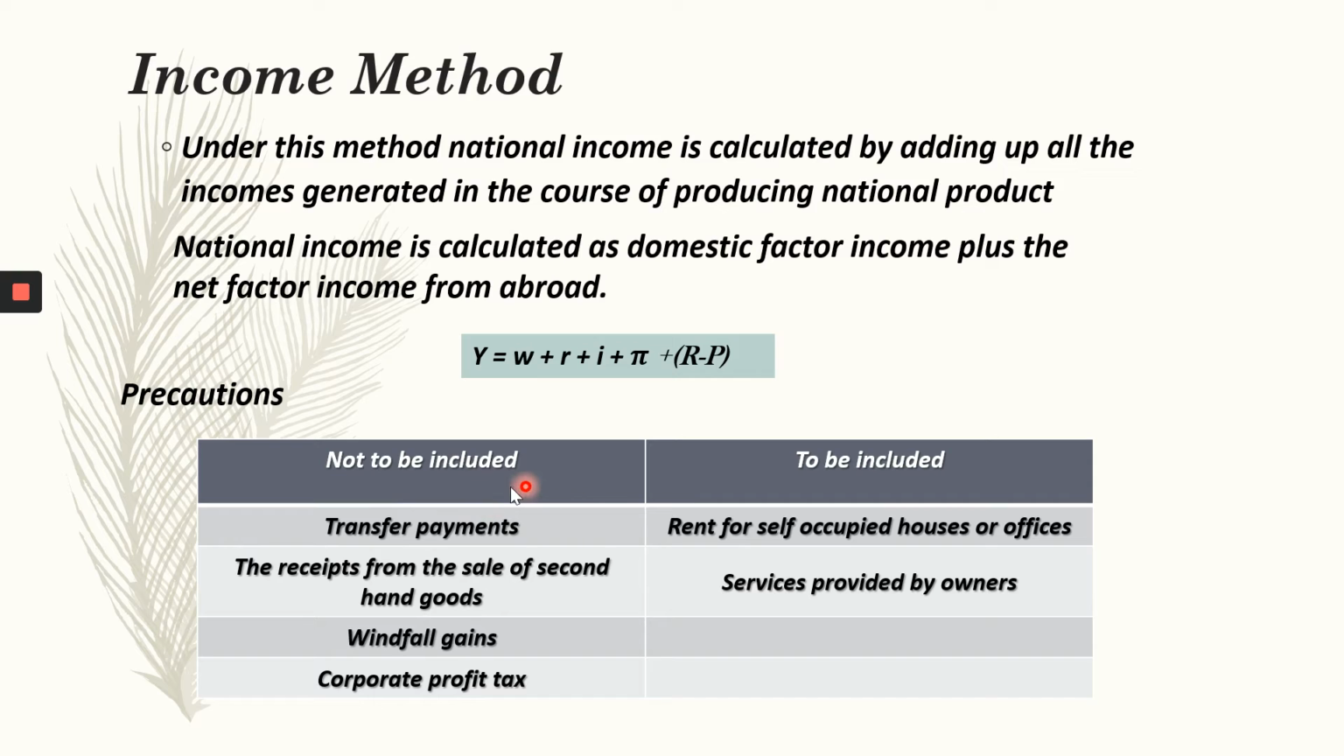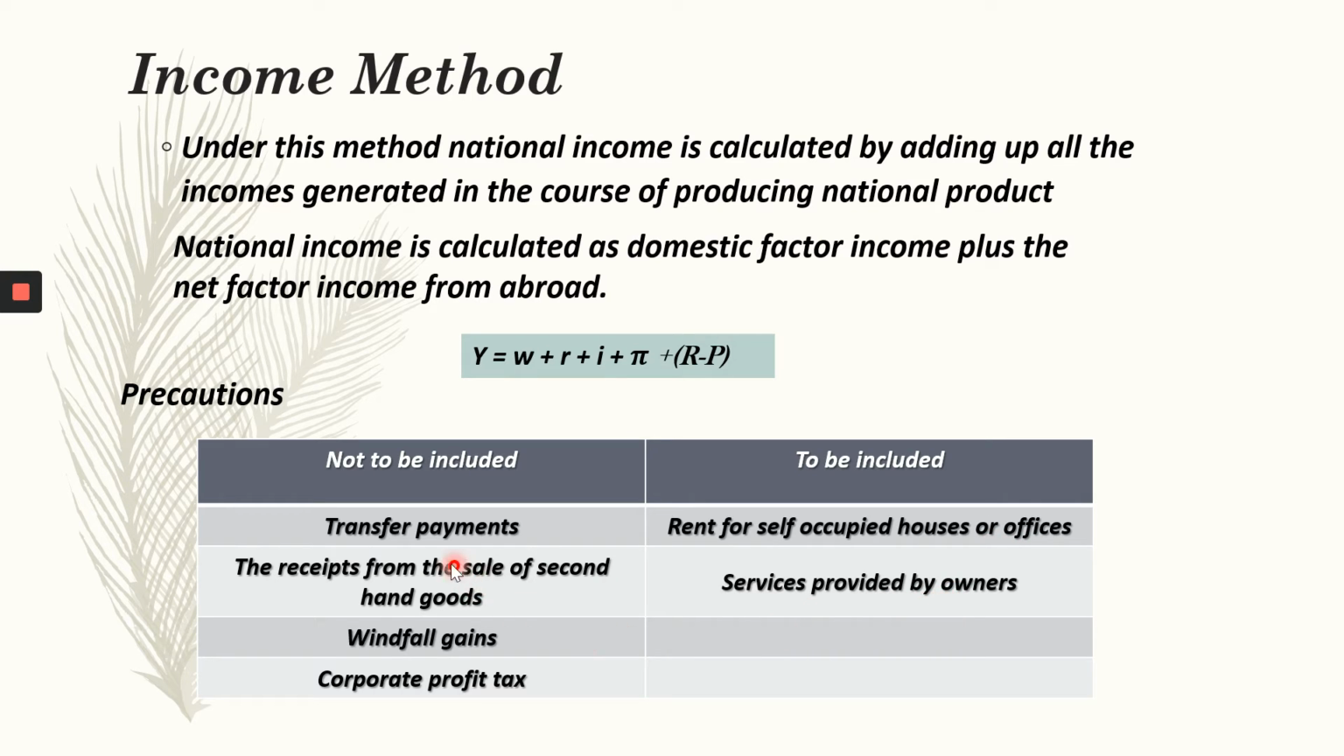Now we have certain precautions that we should take while calculating the national income. So I've given here two heads. Can you follow? Not to be included, that is the items which should not be added, and the items to be included. First let us see the items not to be included. Under that you have transfer payments, the receipts from the sale of second-hand goods, windfall gains, corporate profit tax. To be included: rent for self-occupied houses or offices, services provided by owners.